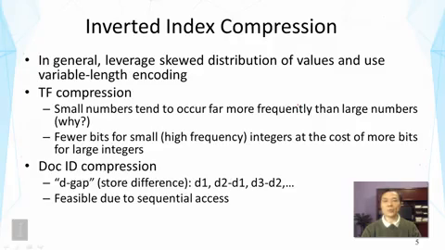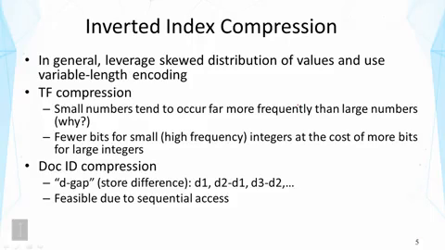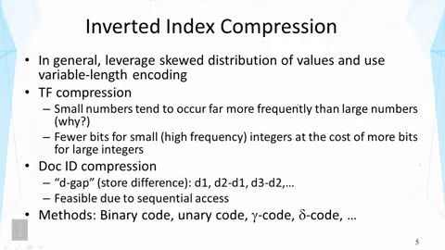Now, this is possible because we only need to have sequential access to those document IDs. Once we look up a term, we fetch all the document IDs that match the term, then we sequentially process them. So it's very natural. That's why this trick actually works. And there are many different methods for encoding. So binary code is a commonly used code in just any programming language where we use basically fixed length encoding. Unary code and gamma code and delta code are all possibilities, and there are many other possibilities.